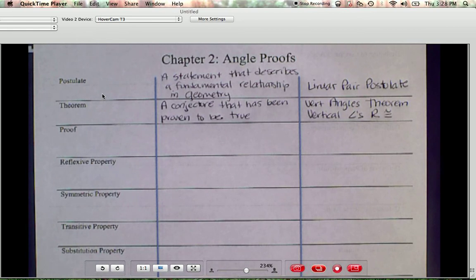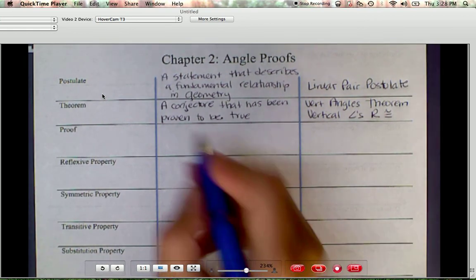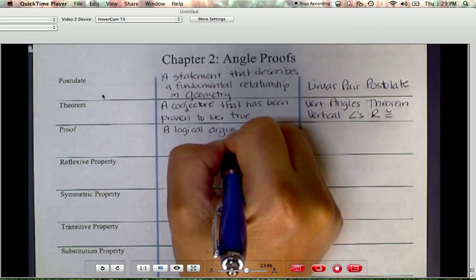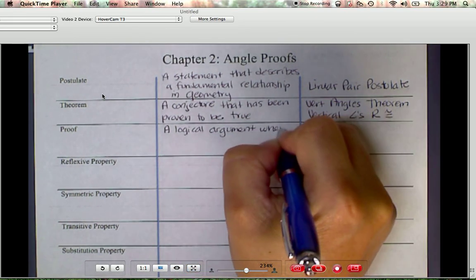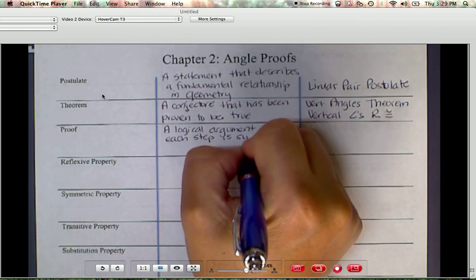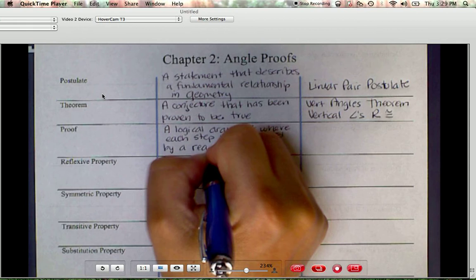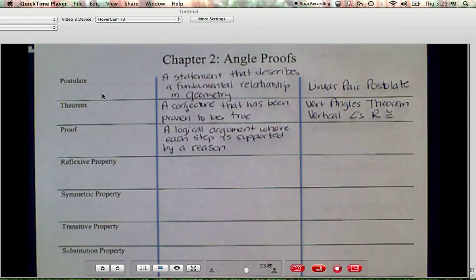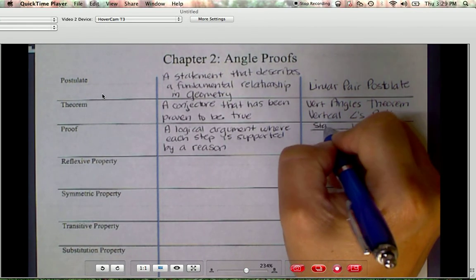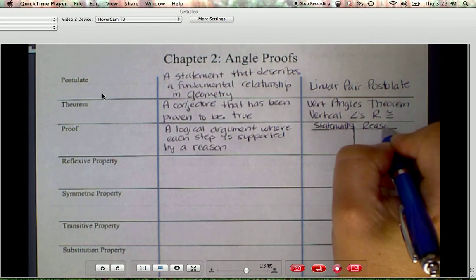Okay? Now, as we move into a proof, a proof is just a logical argument where each step is supported by a reason. Okay? And when you set up a proof, you make a table. Your statements go here on the left side. Your reasons go here on the right side.